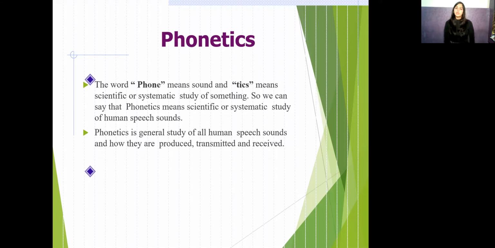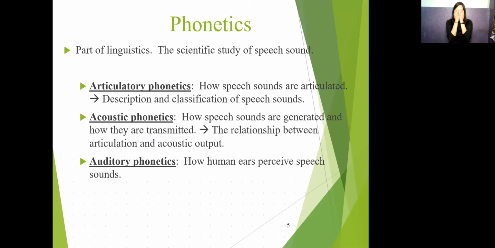So we can say that phonetics means the systematic or specific scientific study of human speech sounds. Phonetics is the general study of all human sounds or speech and how they are pronounced or produced, transmitted, and how they are received. Phonetics is a part of linguistics. That's why the book's name is Linguistics and we're doing phonetics in it. The scientific study of speech sound.